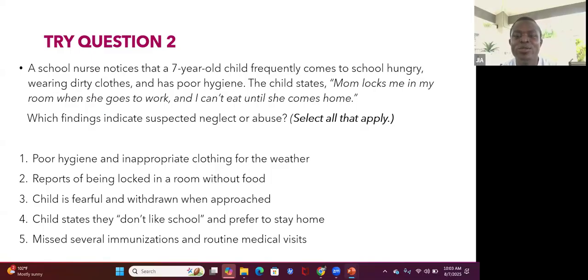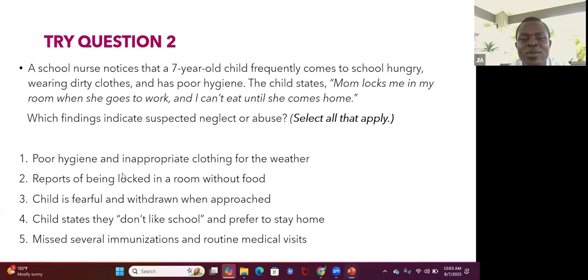Franklin, kindly hold on for us. What I normally want us to do whenever we get to select all that apply is that we all choose together. So when you read option 1, those of us who think it's correct can let us know. I think he has read the question already, so we know which ones we are choosing. You see, this is the preamble, the first part. Then there's the question itself, like what I was trying to say initially: which findings indicate suspected neglect or abuse?